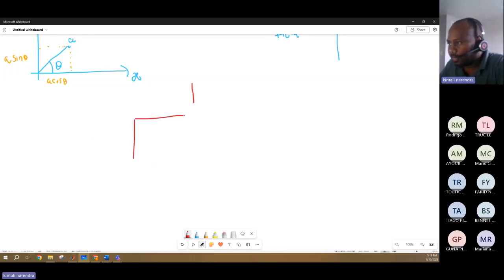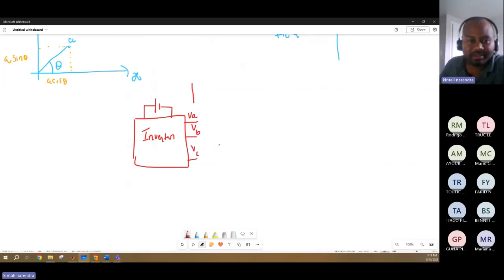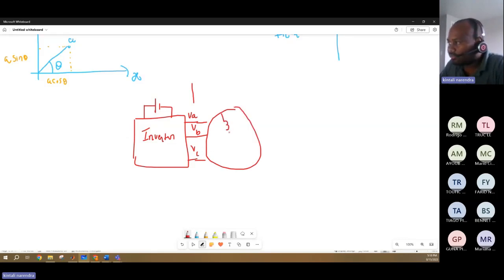So there is an inverter. To this inverter, I'm providing battery power supply. From the inverter, the output is VA, VB, and VC, or V alpha, V beta, the three-phase voltages. These three-phase voltages, I'm providing to the brushless DC motor. In the brushless DC motor, there are three windings, right? Guys, are you with me? So there are three windings.